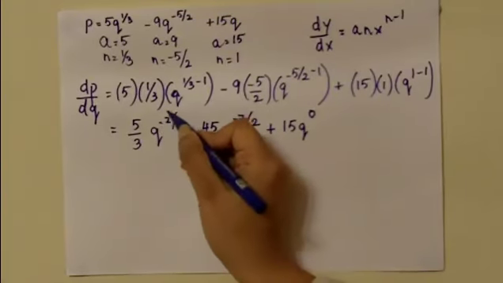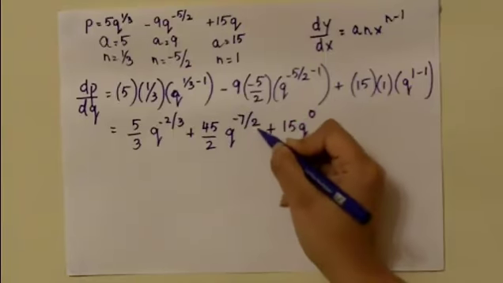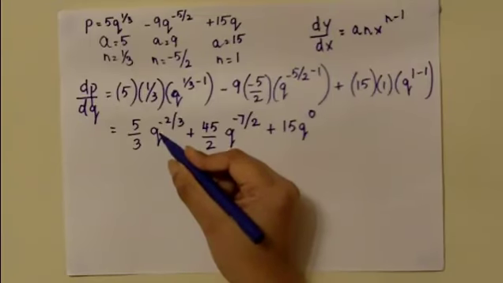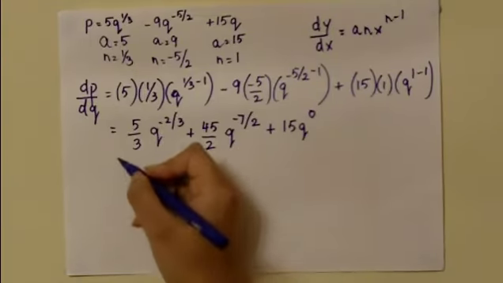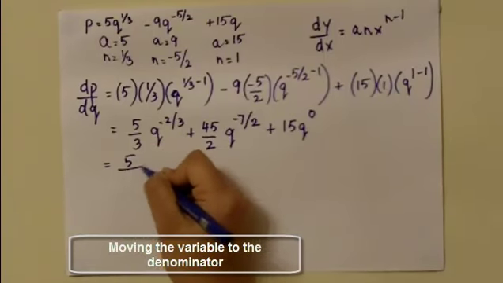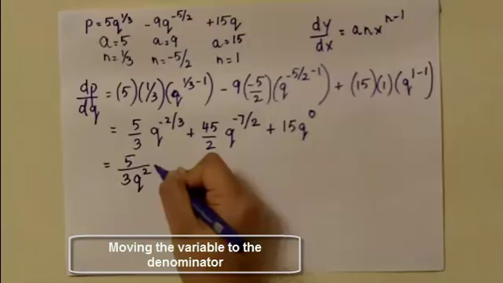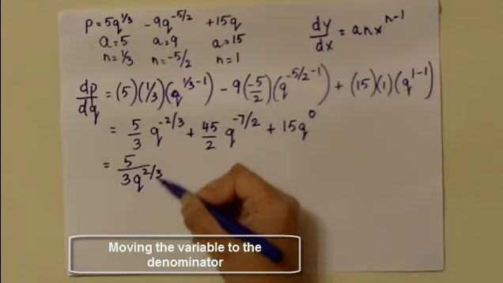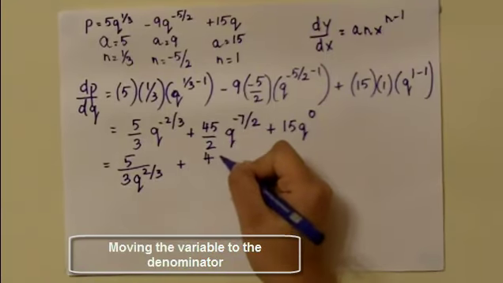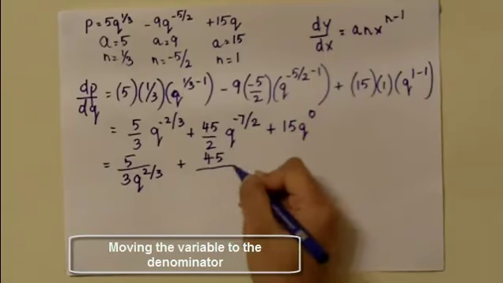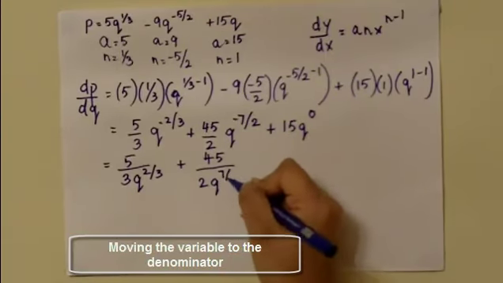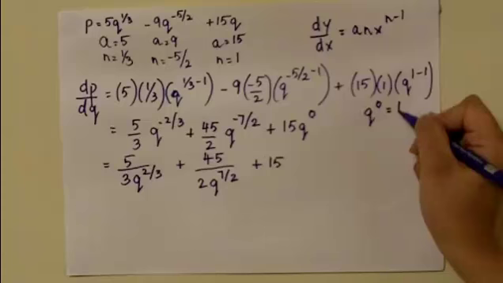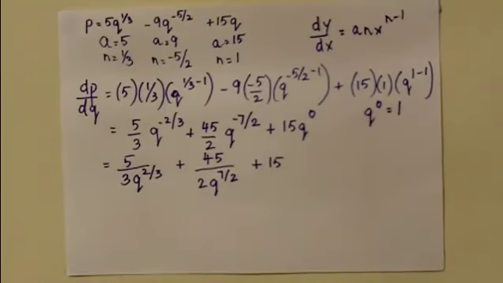Now you can see that all these variables which have got negative index can be made positive by moving the variables in the numerator to the denominator. Therefore we have 5 over 3 q to the power of 2 over 3. Therefore the power which was negative in the numerator becomes positive, and in the same way the second one will become q to the power of 7 over 2, plus 15, because q to the power of 0 equals 1, and 15 times 1 is equal to 15.